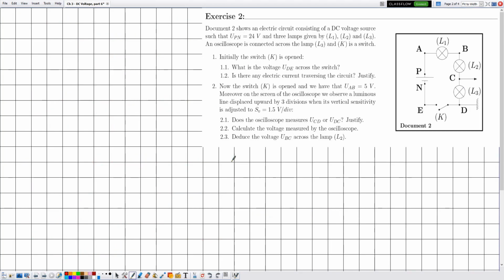Now in exercise number 2, they are telling me document 2 shows an electric circuit consisting of a DC voltage source such that UPN is equal to 24 volts, and 3 lamps given by L1, L2 and L3. An oscilloscope is connected across the lamp L3 and K is a switch. Before I solve this exercise, let me correct something. Here in part 2, it should be closed. Let me do it this way.